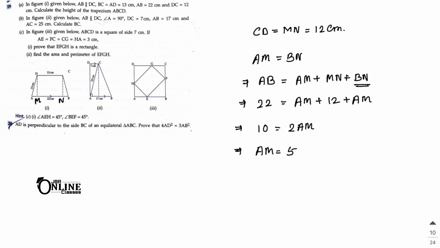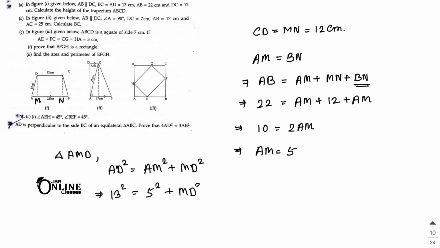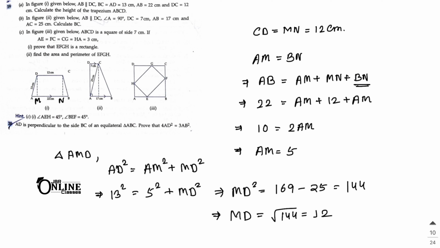Now from the right angle triangle AMD, AD square equals AM square plus MD square. So AD square means 13 square, AM square means 5 square, plus MD square. So MD square equals 169 minus 25, that is 144. That means MD equals root over 144, that equals 12. So your answer is 12.